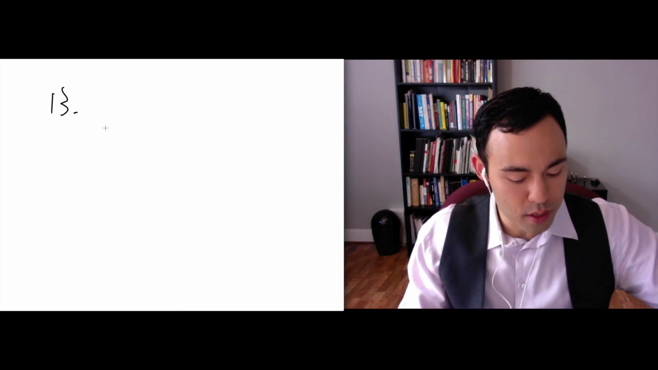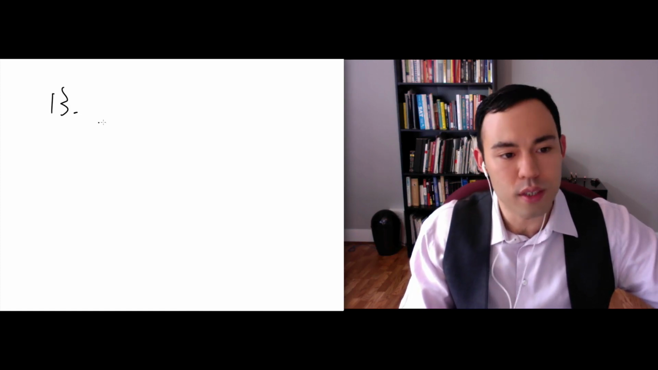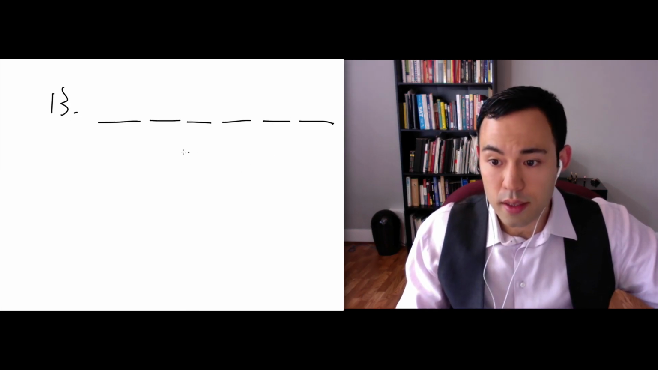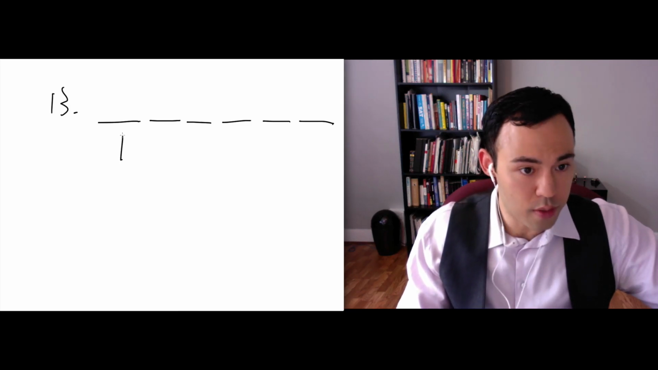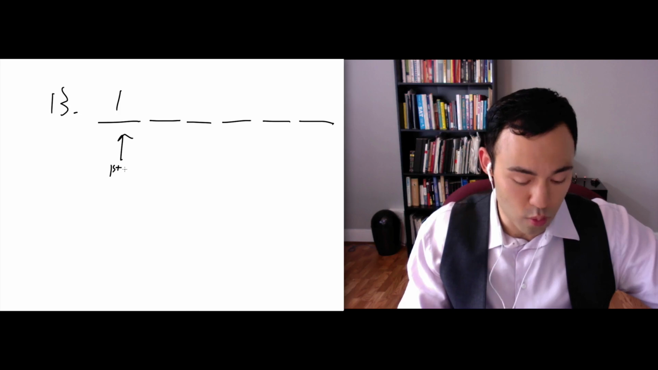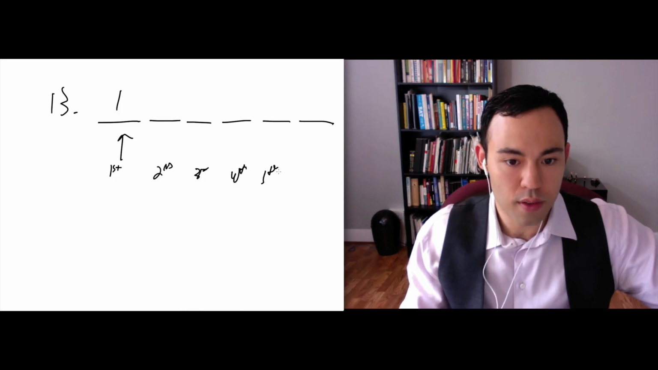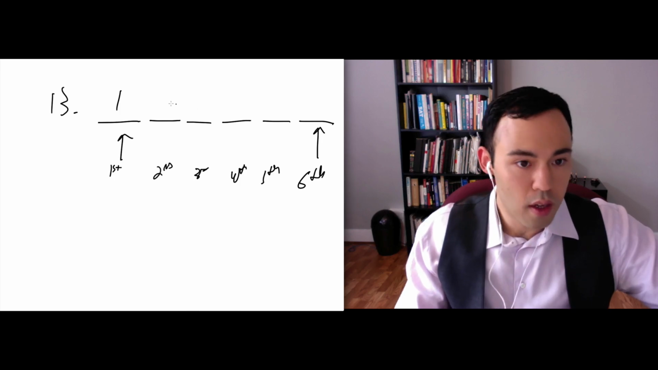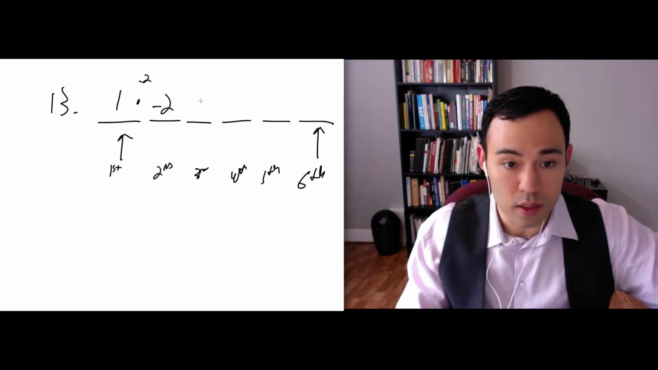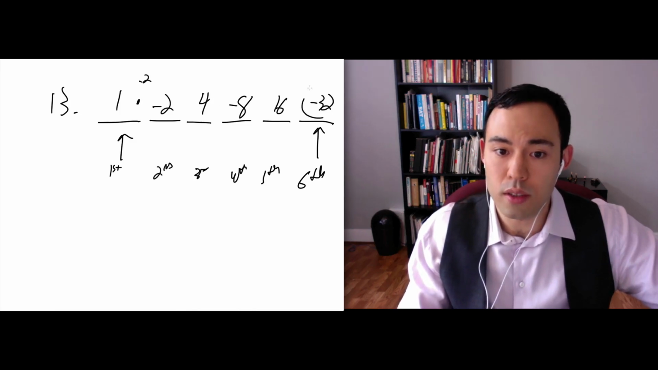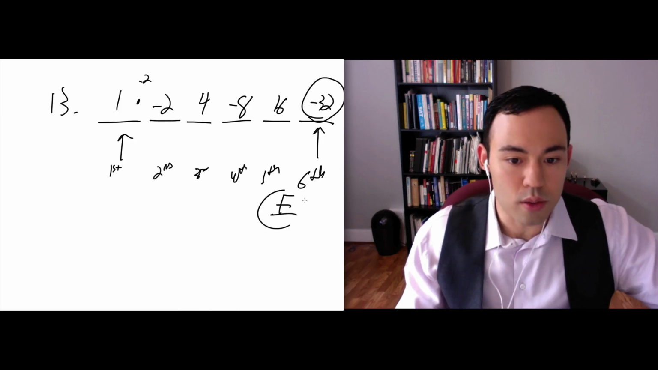Number 13. The first term of a sequence of numbers is 1. If each term after the first is a product of -2 and the preceding term, what is the sixth term of the sequence? Whenever I get these kinds of sequence problems, I like to just draw out some placeholders for what's going on. So here's the first term, and it's 1. And they want to know the sixth term. So first, second, third, fourth, fifth, and ta-da, here's our sixth term. So let's just start multiplying by -2. Here we'll have a -2, times -2 again, 4, a -8, positive 16, then a -32. And indeed, that is answer choice E.